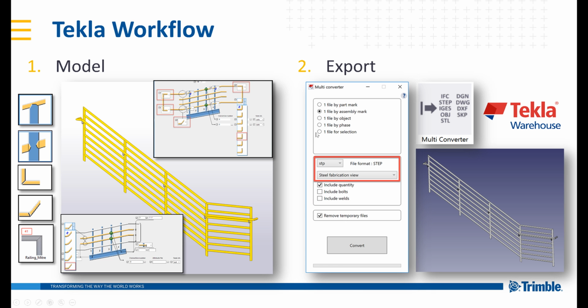Then what you'll do is export that using our MultiConverter. This is an extension that's available for download on the warehouse. We're just going to export that as a STEP file using the settings that I've indicated here. And that produces the file that we need to then continue this workflow.